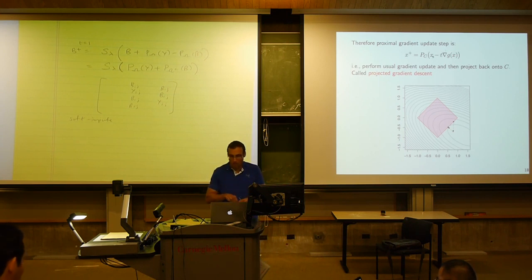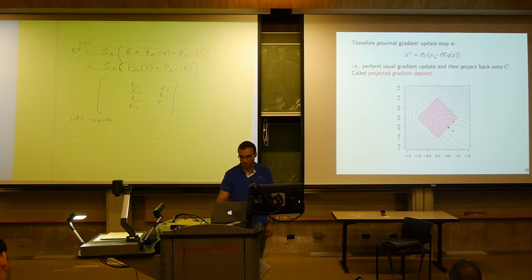Another nice thing that falls out of this is that if we have constraints and we want to minimize a smooth convex function over constraints, we can do projected gradient descent, and that still has the same convergence properties as gradient descent. Because it is a special case of proximal gradient, and proximal gradient has those convergence properties too. So take the gradient step with respect to g, x minus t grad g, and then project back onto your constraint set. The picture is something like this.